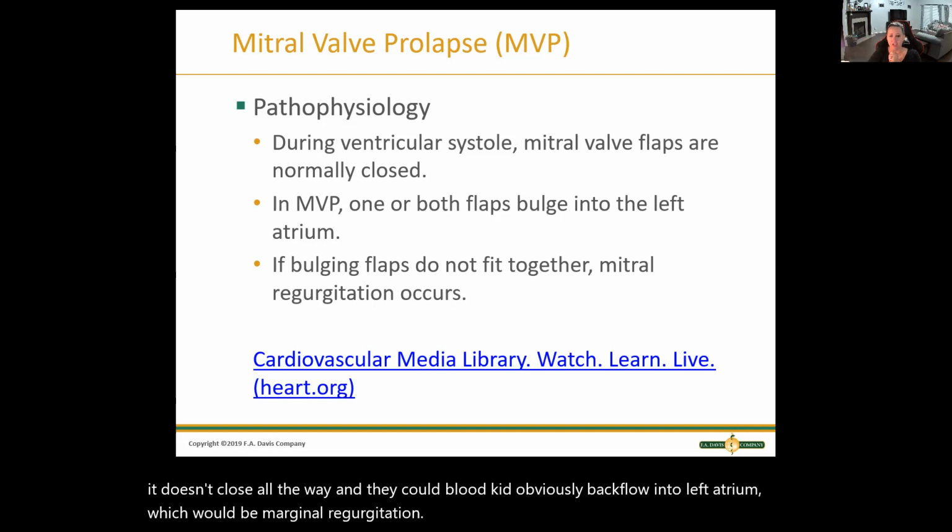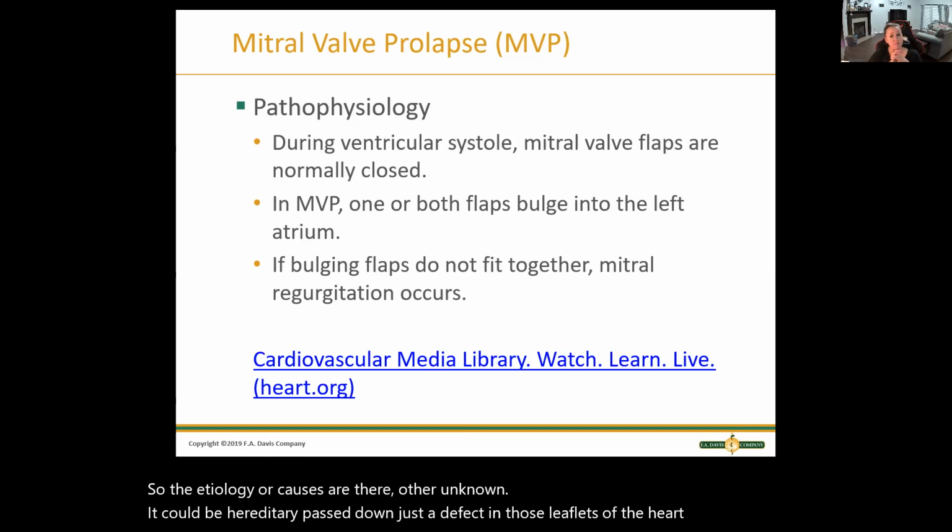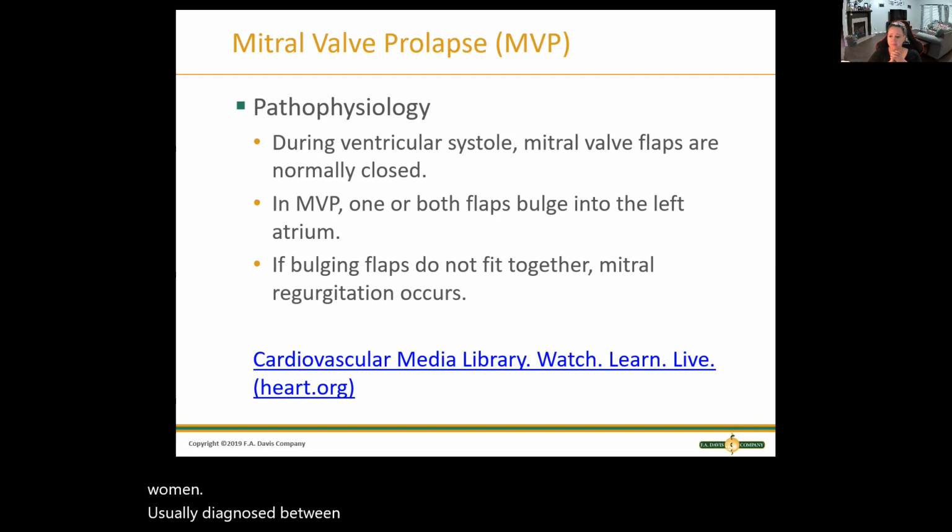So the etiology, or causes, are either unknown, or it can be hereditary, passed down, just a defect in those leaflets of the heart. It's common in women, usually diagnosed between ages 15 to 30. Infection, ischemic heart disease, and enlargement of the heart can all cause this.